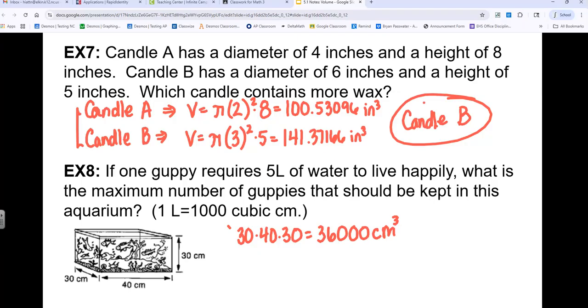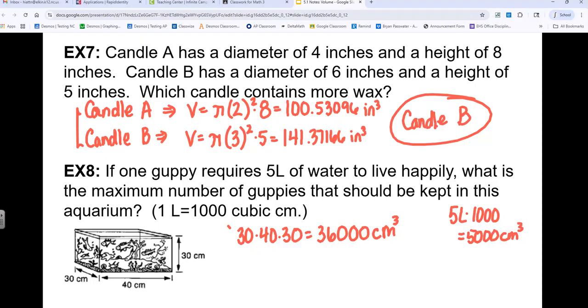So we can do that rather than going 2 liters, we could say that 5 liters times 1,000 is going to give us 5,000 cubic centimeters. So each guppy needs 5,000 cubic centimeters, right? Another way you could do it is divide 36,000 by 1,000 and get 36, and that's the number of liters that you have. But each guppy needs 5,000 cubic centimeters.